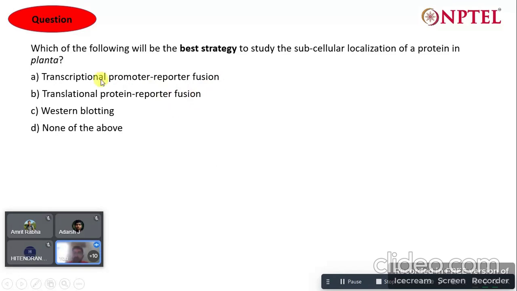The question is, which of the following will be the best strategy to study the subcellular localization of a protein in planta? So we have to study the subcellular localization of a protein inside the plant. We can use either transcriptional promoter reporter fusion, translational protein reporter fusion, Western blotting, or none of the above.